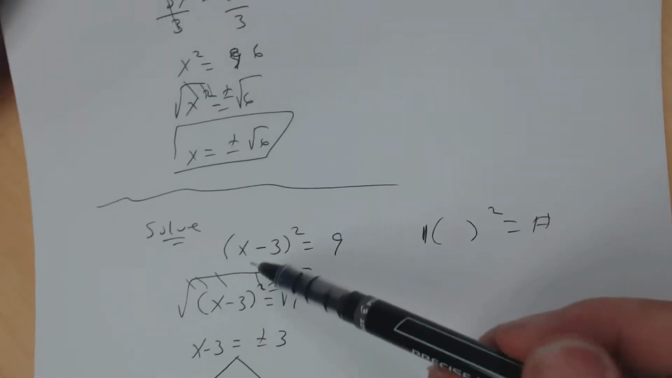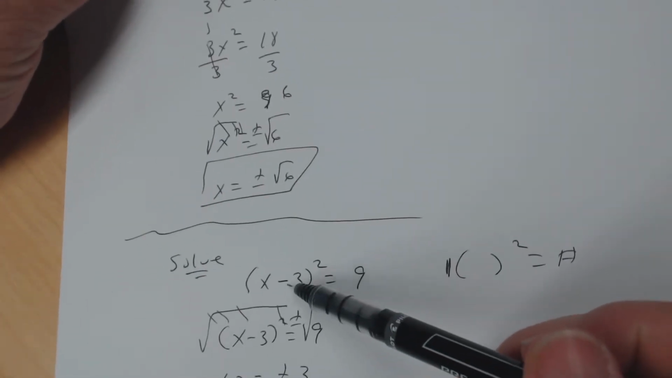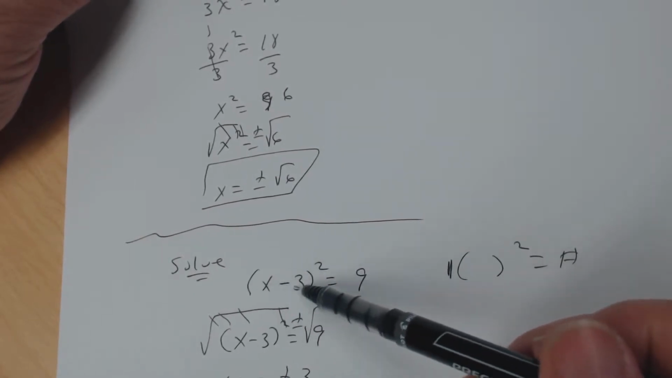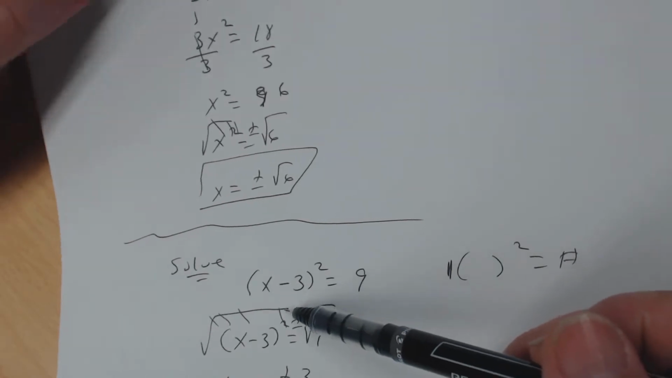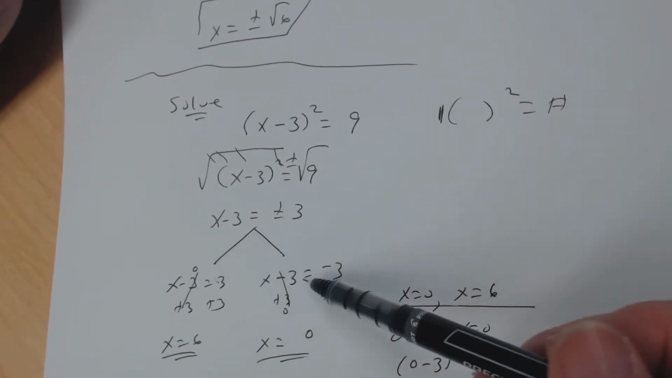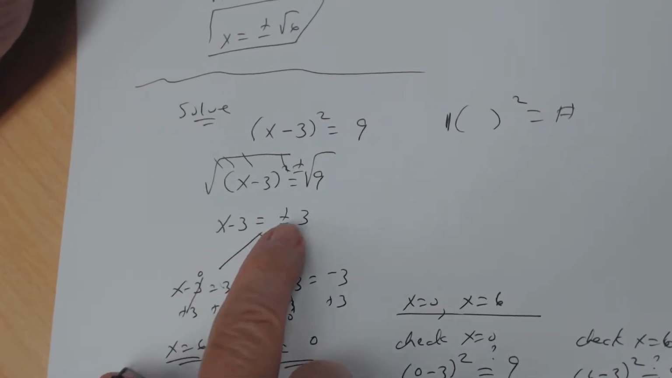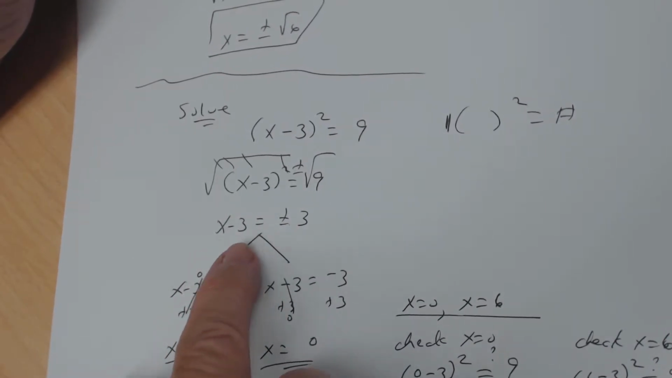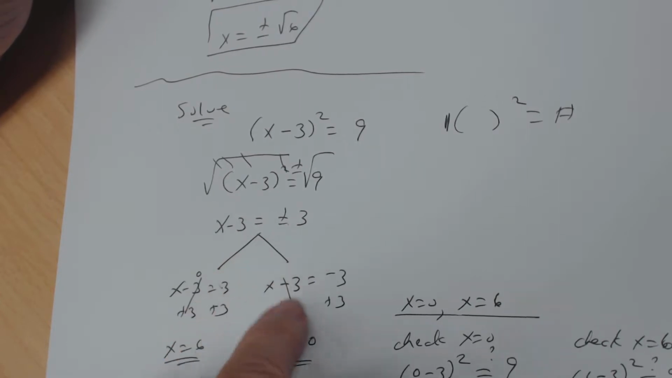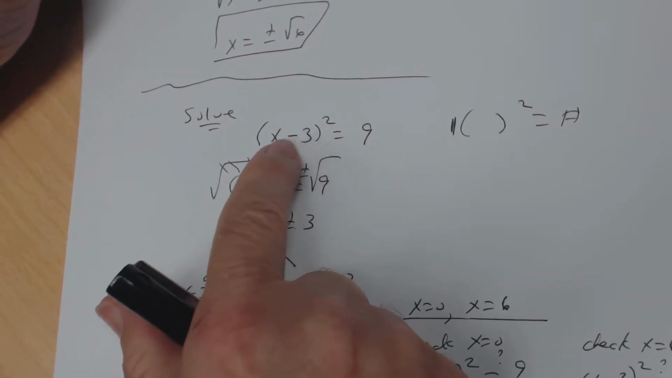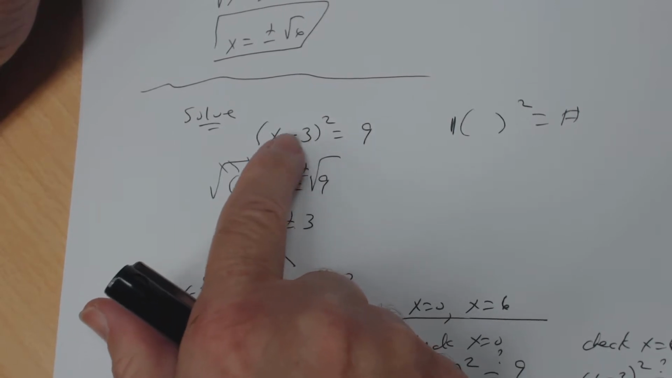Now, when the base being squared is not just x, but something else, an expression involving x, then we get to this point here. So that's the new part right here. So x minus 3 equals positive 3. X minus 3 equals a negative 3. That's how you want to write it when you get this part that involves not just x, but an expression involving x.